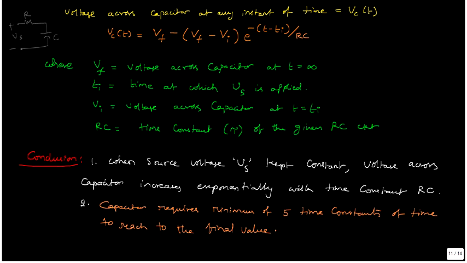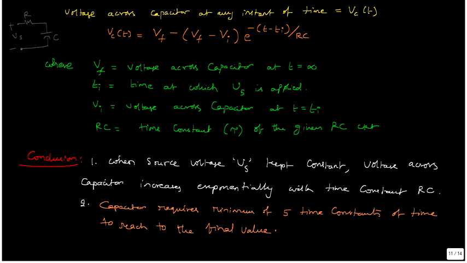Ti is the time at which the input voltage, that is the source voltage, is applied. At what time the source voltage is applied, that is treated as Ti, the initial time. Whether Vs is applied at t equal to 0, or 5, or 10. If Vs is applied at t equal to 10 milliseconds, then Ti will become 10. If Vs is applied at 100 milliseconds, then Ti becomes 100 milliseconds. That is the time at which the source voltage is applied.